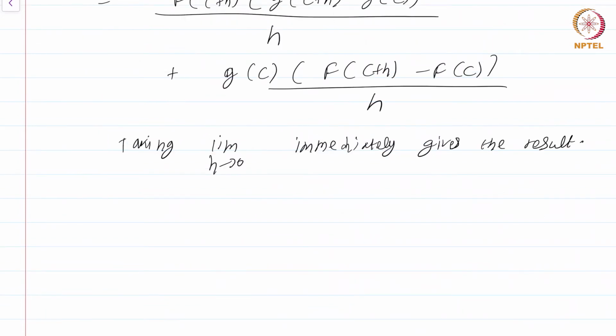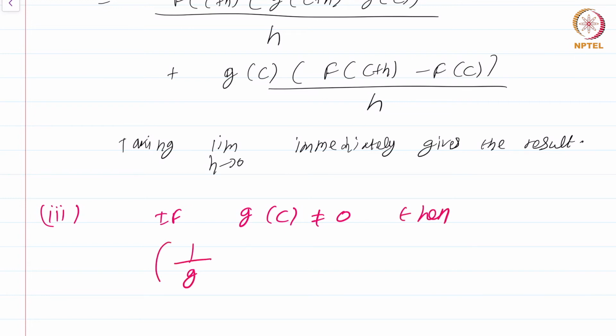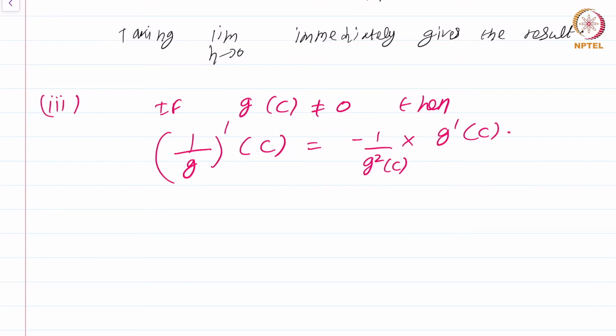Now we come to the next property, which is the quotient property. Number 3: if g of c is not 0, in addition to assuming that g prime of c exists, then the derivative of 1 by g at the point c is equal to minus 1 by g squared of c times g prime at c. No assumption on the derivative at the point c other than that it exists, but we need to assume that g of c is not 0.